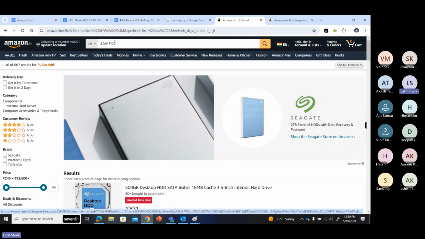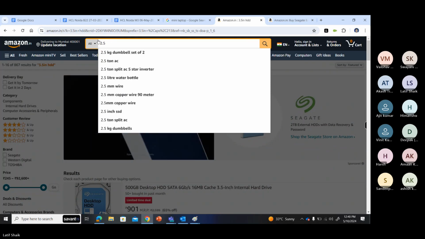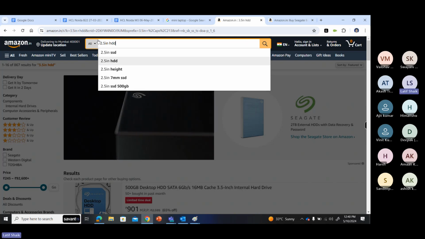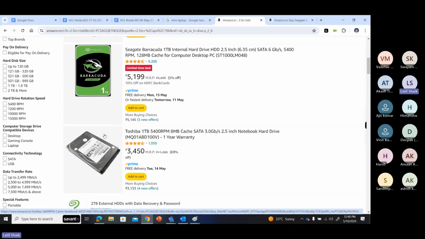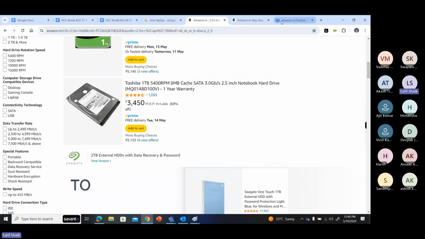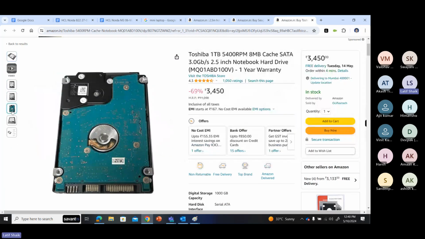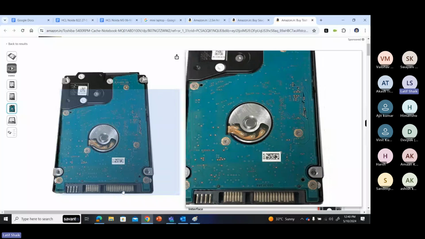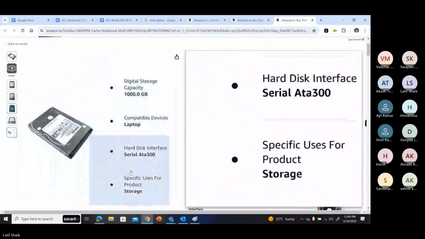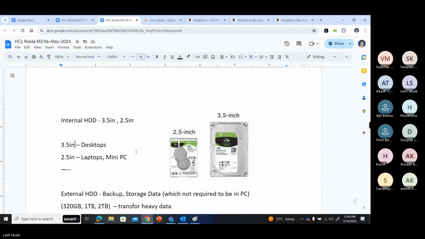Okay, so another one is the 2.5 inch hard disk, not SSD. Can you see this is a smaller size hard disk? You can see this is a very tiny size. See this SATA data connector. This is the SATA power connector. And what is a compatible laptop? 2.5 inches for laptops, and mini PCs also.